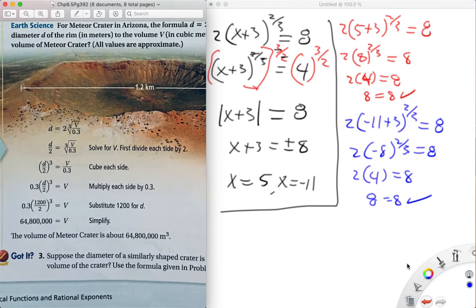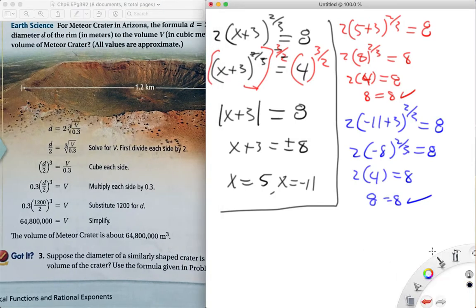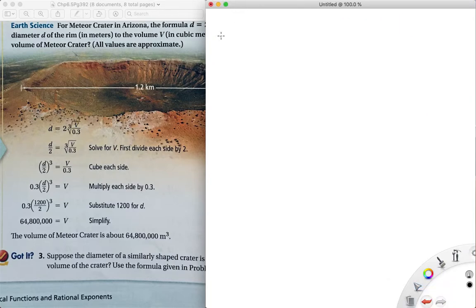Alright, so they gave us this equation over here, and they said the diameter of a particular crater is equal to 2 times the cube root of the volume, measured in meters, over 0.3. So they want to solve for v.